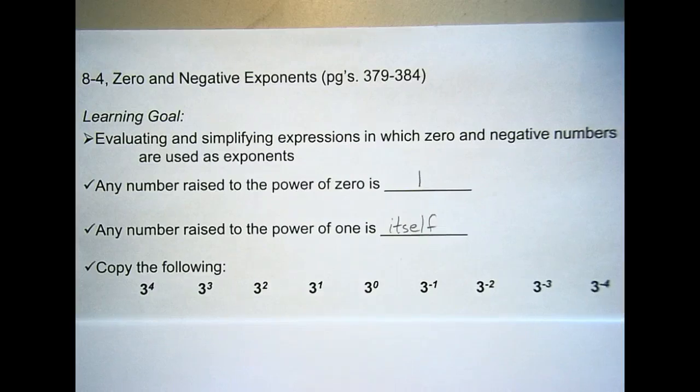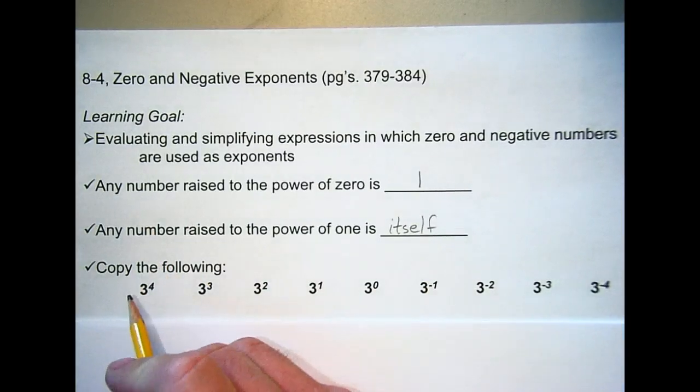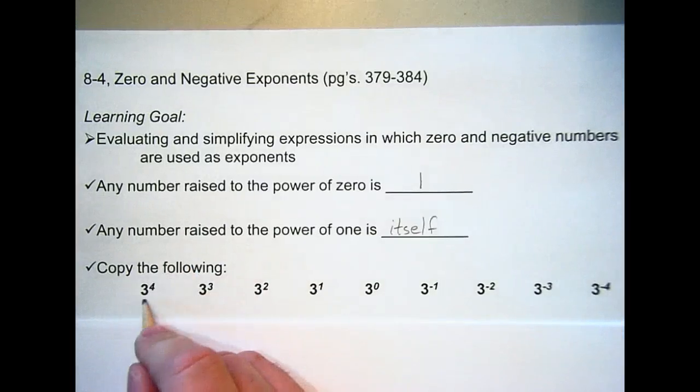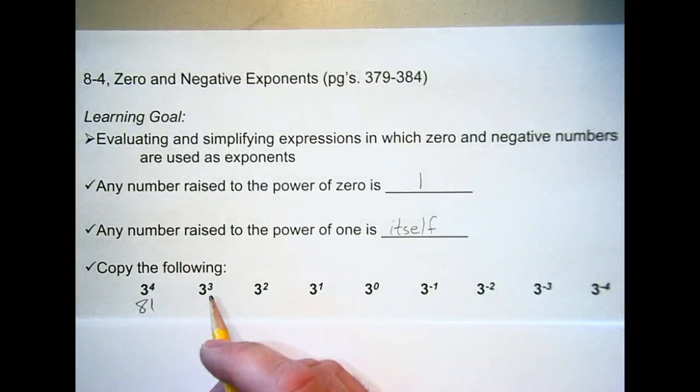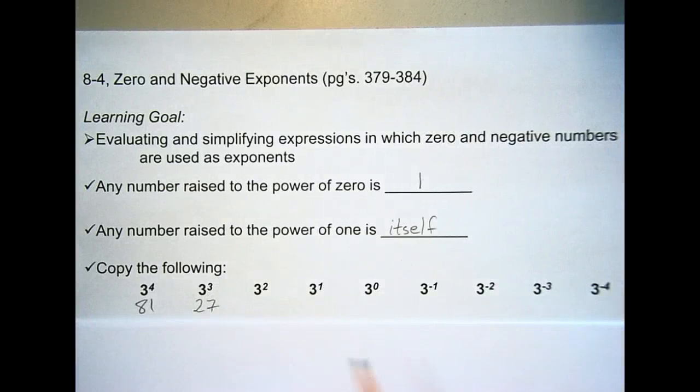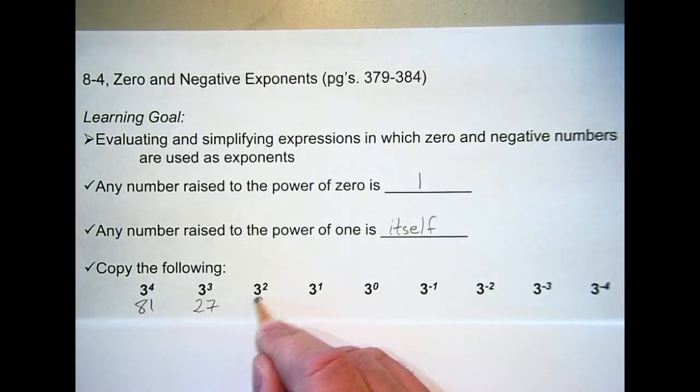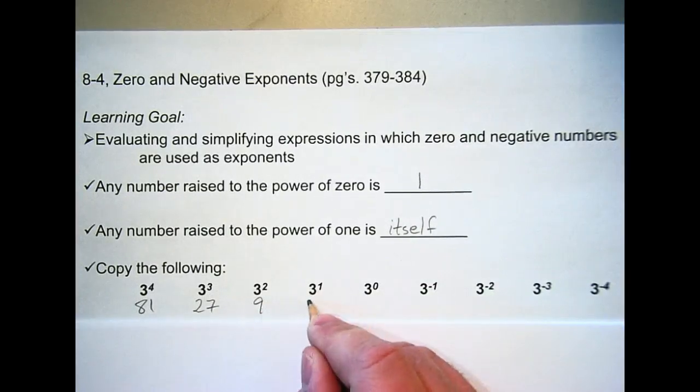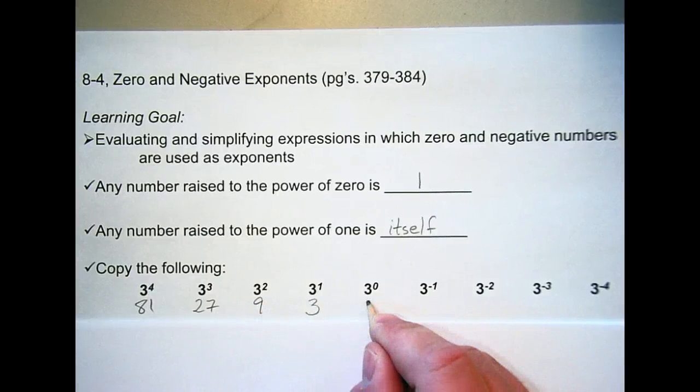Okay, 3 to the 4th, what do we got? Anyone? Michael? 81. How about 3 to the 3rd? Good. 27. How about 3 squared? 9. How about 3 to the 1st? 3. 3 to 0? 3 to 0 is 1.